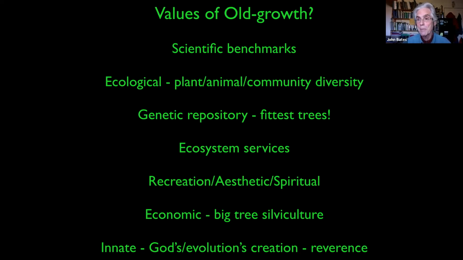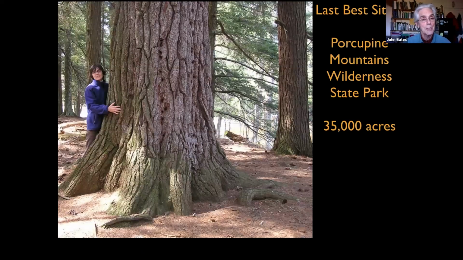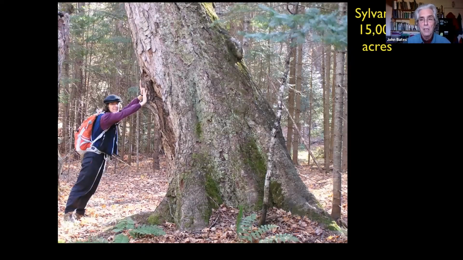So where are the last best sites? The Porkies I already mentioned. Here's my wife holding on to a fabulous white pine that just blew down two years ago. Sad, really sad to lose that right along the Presque Isle River. Sylvania has 15,000 acres. Here's Mary holding up a yellow birch, giant yellow birch. Thank God she was there to hold it up. The Menominee Indian Reservation reputedly has the tallest white pine in the state, 165 feet tall, 51-inch DBH.